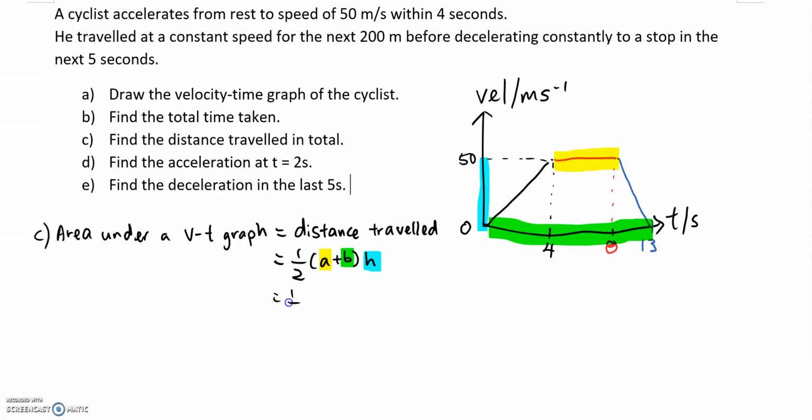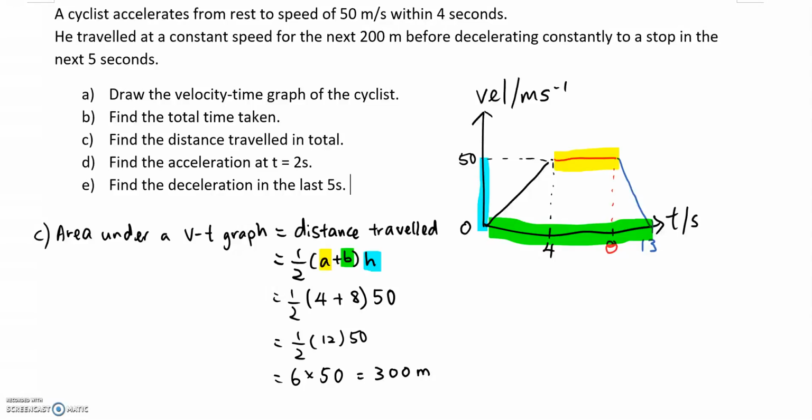So over here, the value of a is 4, the value of b will be 8, and the height itself is 50. So we will have half times 12 times 50, that's equivalent to 6 times 50, and so we will have 300 meters. So in total, the distance traveled is 300 meters.